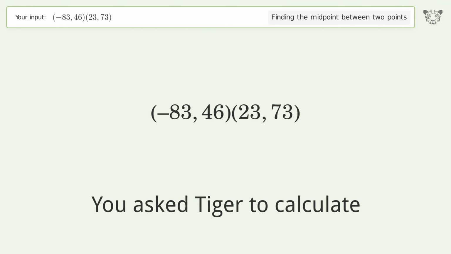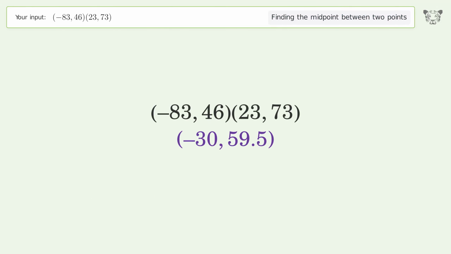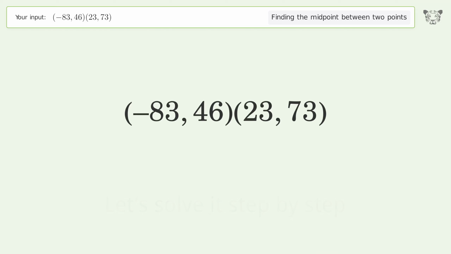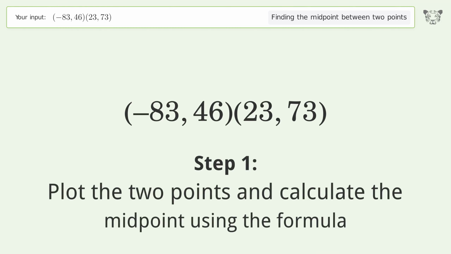You ask Tiger to calculate. This deals with finding the midpoint between 2 points. The midpoint between the 2 points is -30, 59.5. Let's solve it step by step. Plot the 2 points and calculate the midpoint using the formula.